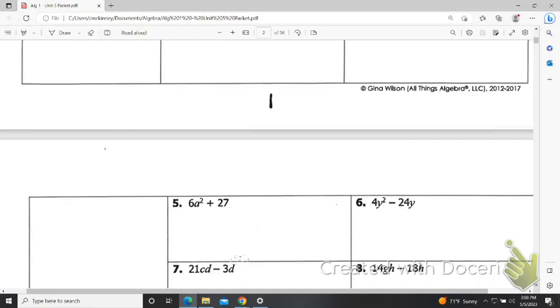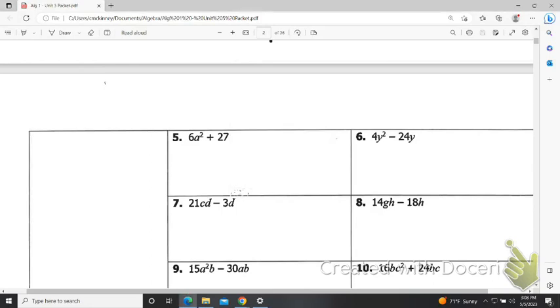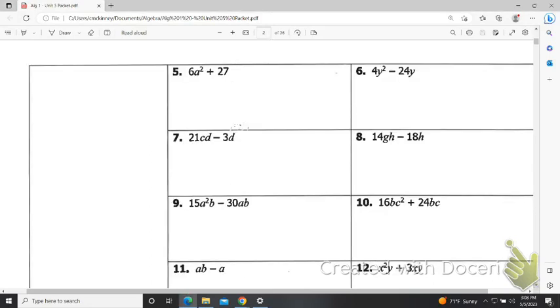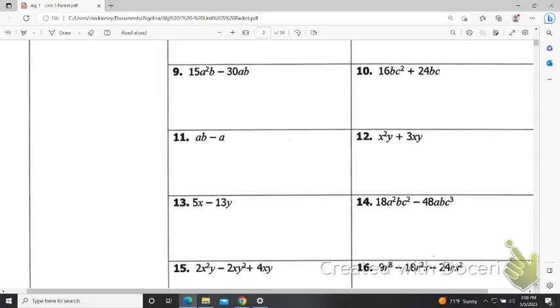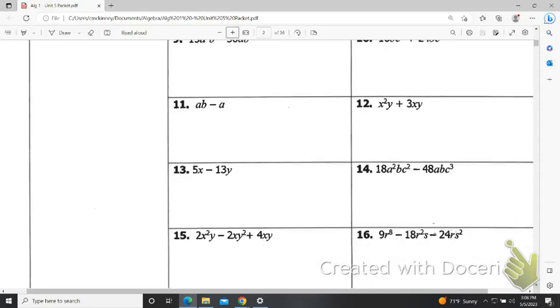All right, let's skip down a little bit until we get to some of these with multiple variables. I'm going to work through the left column, 9 through 15, perhaps.